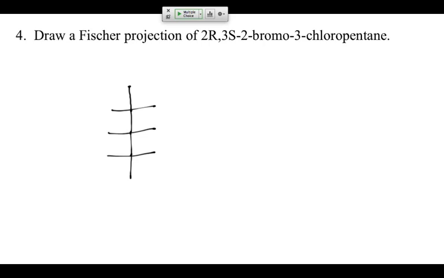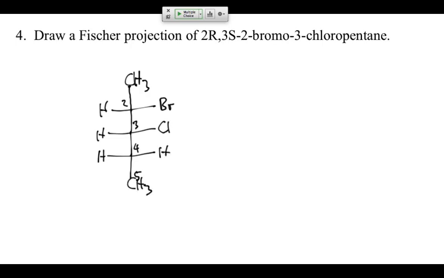So 2-bromo-3-chloropentane. Okay, so that means this is carbon 1, carbon 2, carbon 3, carbon 4, carbon 5. Okay? So now 2-bromo, let's put a bromine here on the right. Why not? And a chlorine here on the right. Now let's see if it's R or S. Right? These are H, H, H, H, H, H. Sorry, wrong. See, I couldn't do this stuff myself anymore. So chlorine, this is CH3, H, H, H, H, CH3, okay?